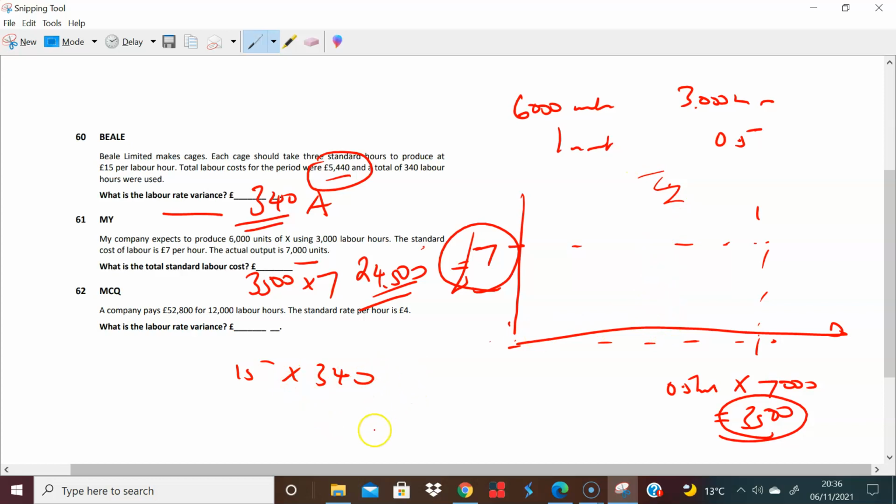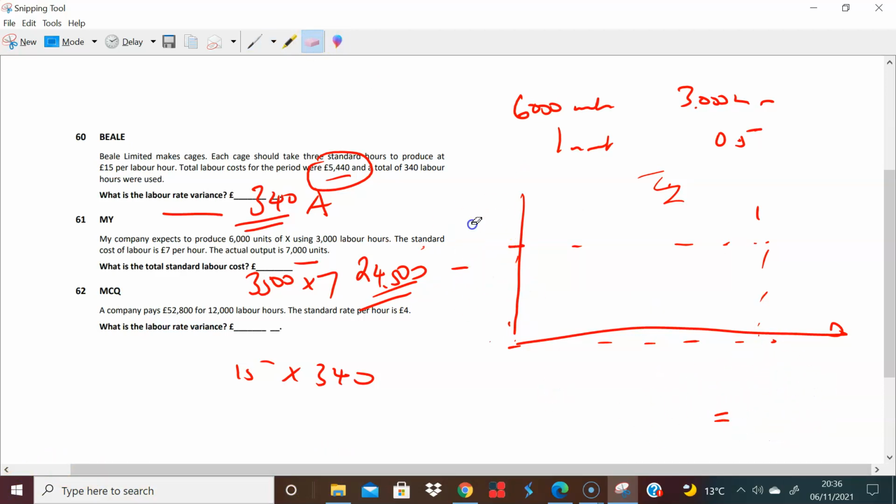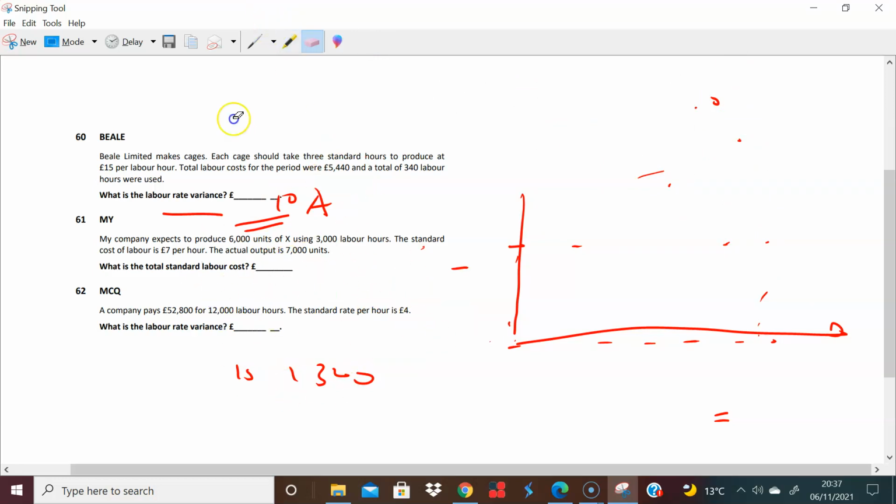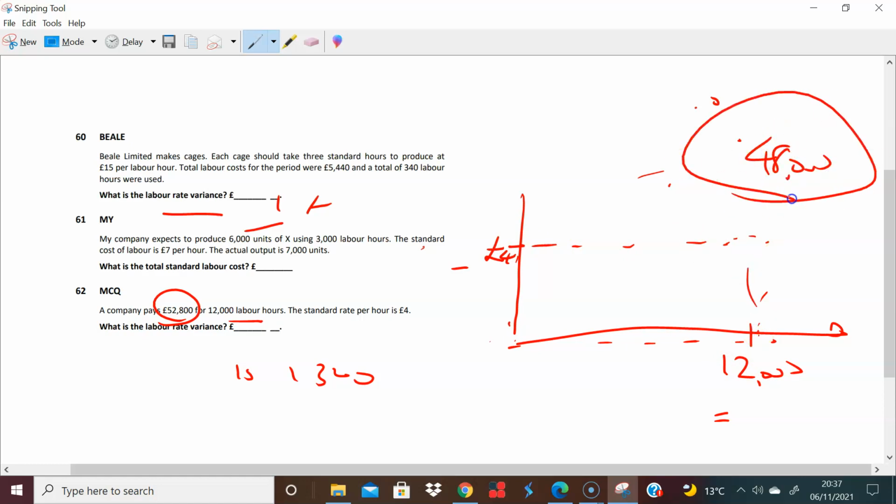And we'll move on to question 62. Here we see, with 62, what we are saying is that you have a scenario where a company pays 52,000 for 12,000 hours. So you buy 12,000 hours. The standard rate is £4. So you should be spending 48,000 to produce whatever it is. We don't need to know the actual output. We're interested in input. 12,000 hours at £4.